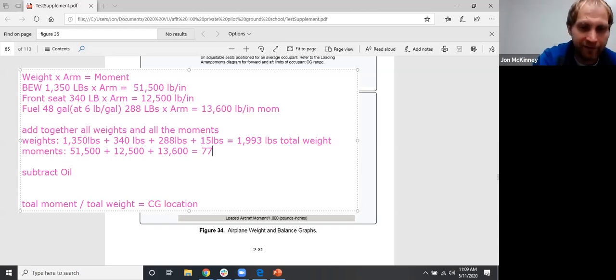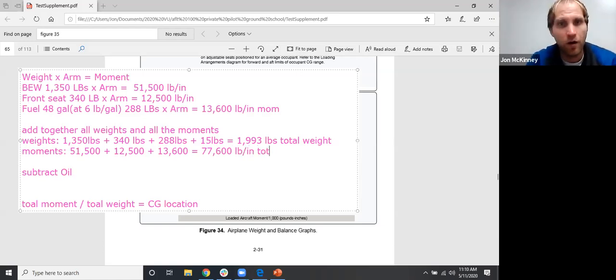I'm getting 77,600 pound inches. That's the total moment. That's before oil math.